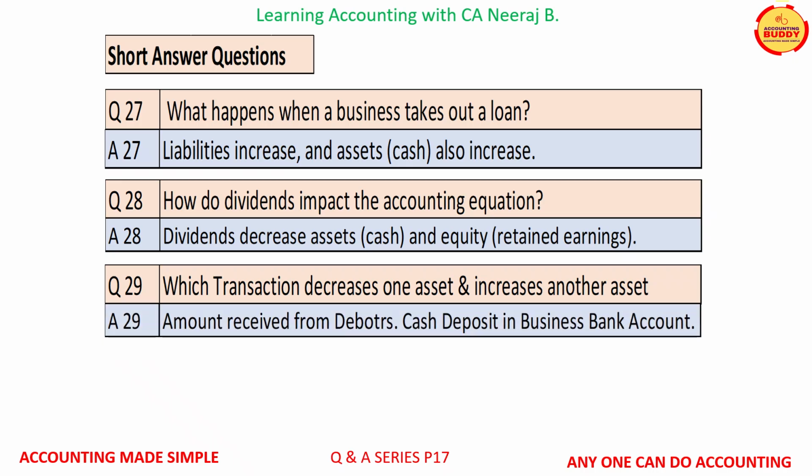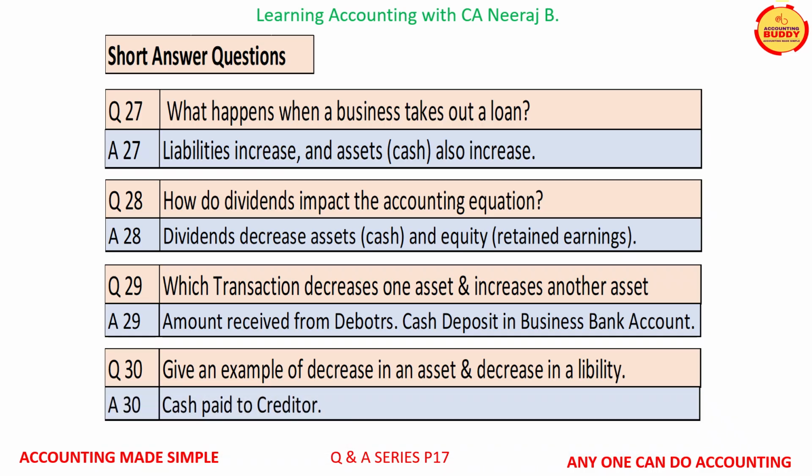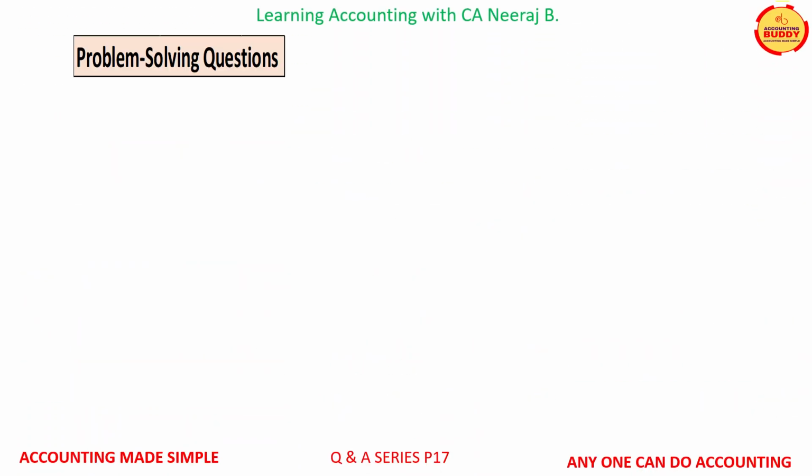The two examples are amount received from the debtors and second is cash deposited in the business bank account. Question number 30. Give an example of decrease in an asset and decrease in a liability. The answer is cash paid to the creditors. When the cash is paid to the creditors, the assets of the business will be reduced and so will the liability of the business. Let us now answer few problem solving questions.